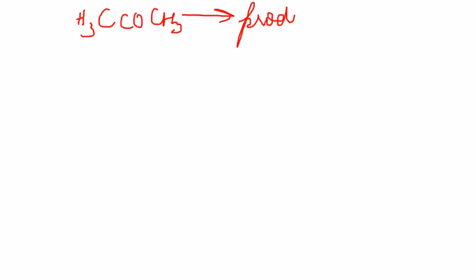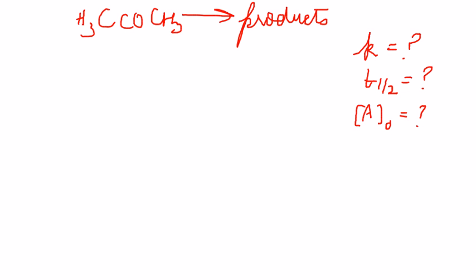The question is, in the first order decomposition of acetone at 500 degrees Celsius, it is found that the concentration is 0.0300 molar after 200 minutes and 0.0200 molar after 400 minutes. So you have acetone, CH3COCH3, which is giving you some products. We have to calculate the rate constant, we have to calculate the T half, and we have to determine the initial concentration.